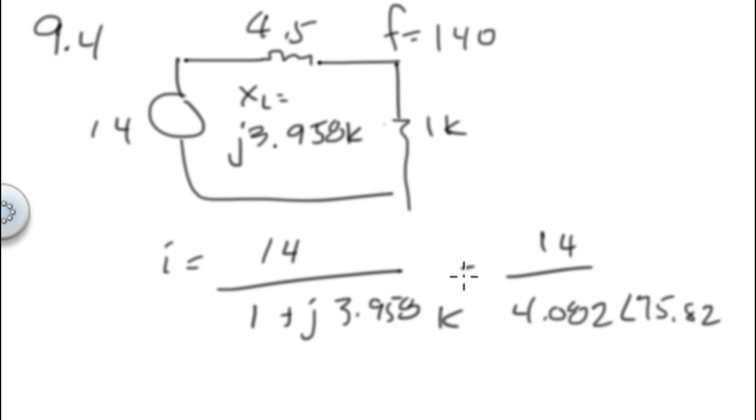So our I is equal to 14 divided by 4.082, or 3.429 at angle minus 75.82 degrees. And then you can multiply that by J 4.5 to get us our voltage across the inductor, and by 1K to get us our voltage across the capacitor, and we're all set. We're done.